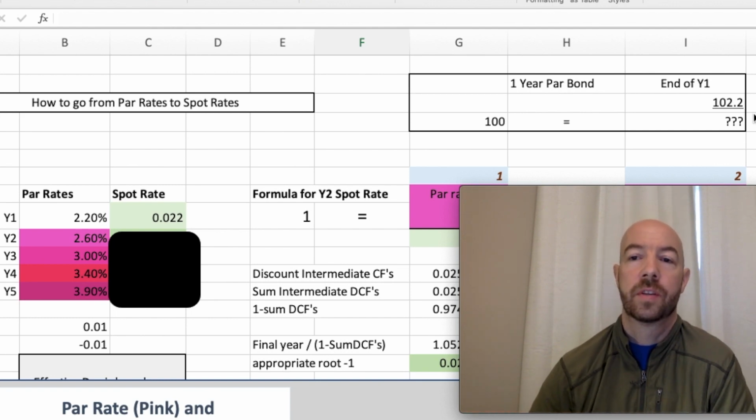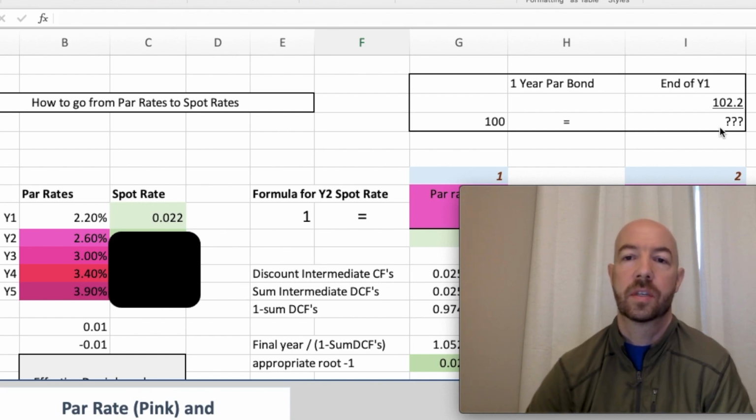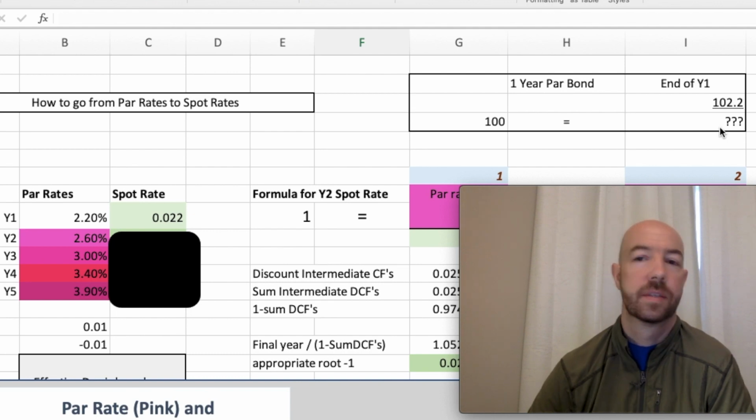But when you go to think about it, all it really is, is that it just means that this is the current yield on the 1 year. It just happens to be 2.2% at this time, right? That's all that really is. Like I said, tomorrow, the new par rate could be 2.3%, 2.4%, or 2%. It could go up, it could go down.